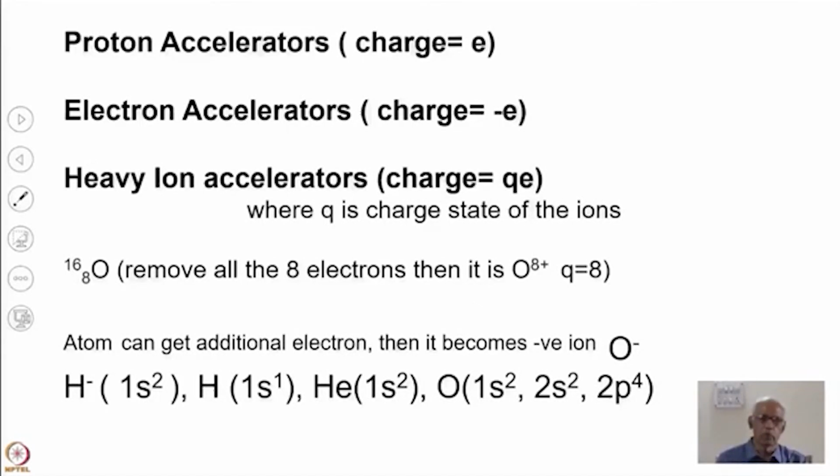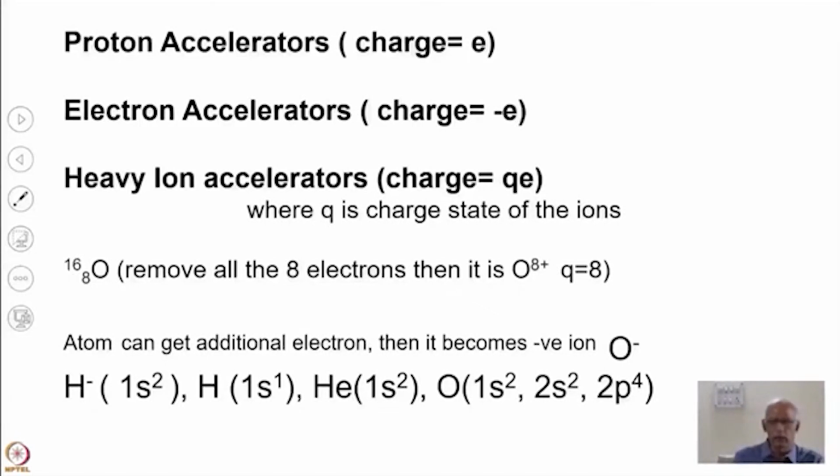Otherwise, suppose doubly negative ions were also formed, then it would be possible to accelerate ions to twice the energy in the first column itself. Therefore, you could get higher energies. But unfortunately, it has not been possible. Positive ions, however, are easy to produce. Suppose you take oxygen 16, which has 8 electrons. Remove all 8 electrons, then it will be oxygen 8 plus, so Q becomes 8. So the energy in the case of tandem or the pelletron will be 1 plus 8, which means 9 times the voltage. Now, what are these negative ions?